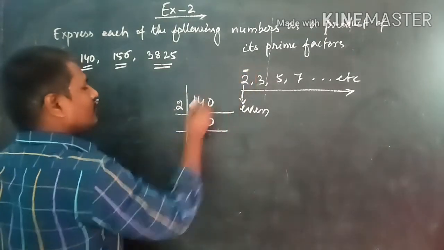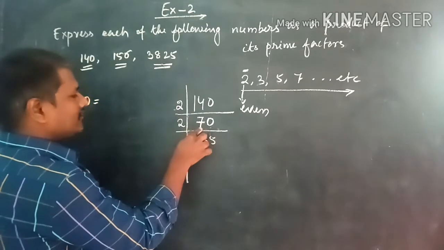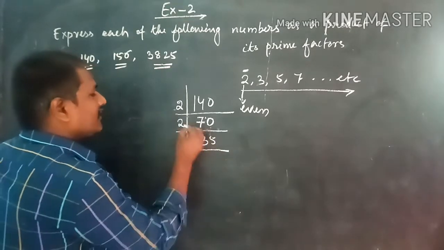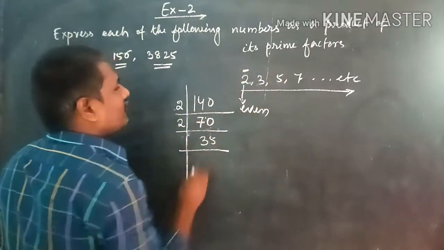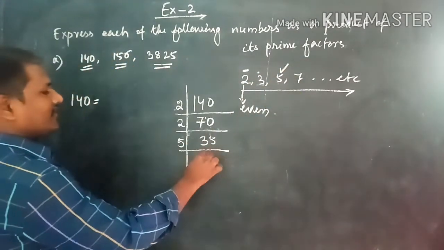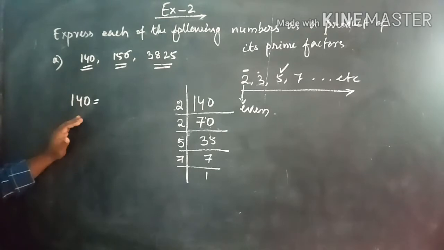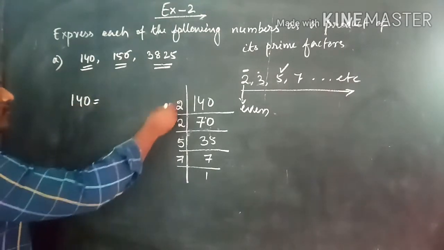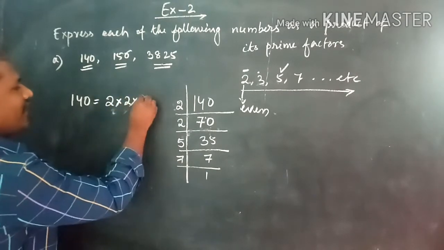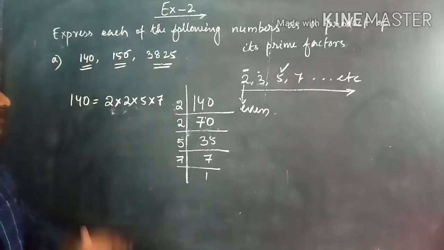The last digit is 0, so it is again divisible by 2. Divide by 2 and you will get the quotient 35. 35 is not divisible by 2, and it also cannot be divided by 3. The next number is 5. 5 7 is 35. Then 7 1 is 7. So now you can write 140 as the product of prime factors: 2 into 2 into 5 into 7. This is the way we show the product of the prime factors of the given number.